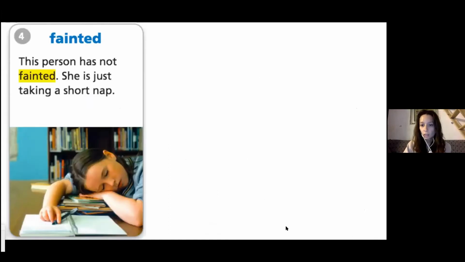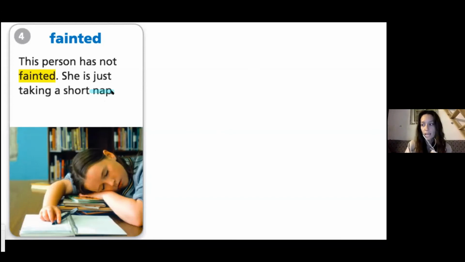Okay, fainted. Who can read the sentence about fainted for us? Kent, can you read for us, please? Yes. Okay, go ahead. This person has not fainted. She is just taking a short nap. Thank you. This person has not fainted. She is just taking a short nap. Feng Tao, can you take a guess about what fainted means? Do you see an antonym for the word fainted here? What is the girl doing? She is just taking a short nap.